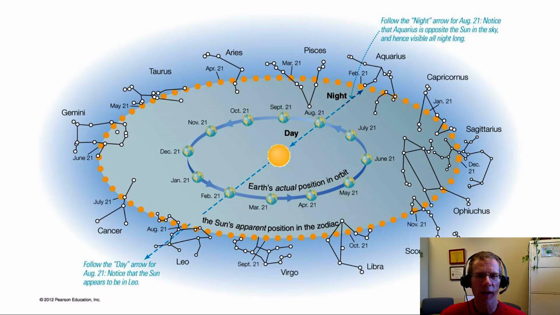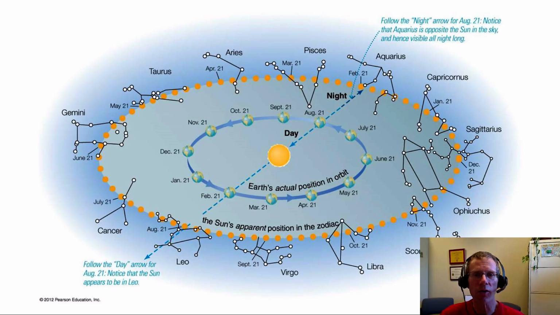This is another way to think of the seasons, the constellations that we see. The constellations don't affect the climate on Earth, they don't affect the temperature, but the time of the year does affect which constellations we see.